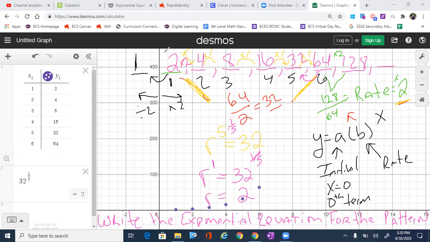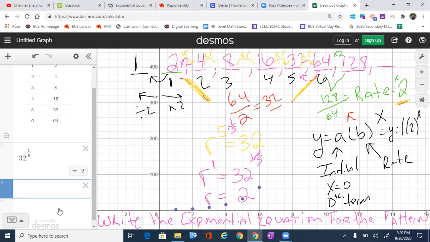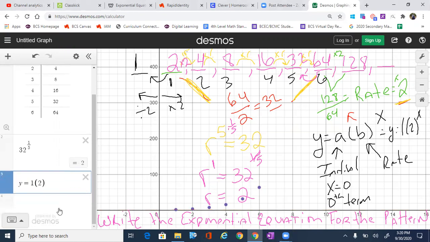Now we can write our exponential equation, which should be y equals 1 times 2 to the x. And let's plug that in. Let's see if it goes through our points. And if it does, it verifies that we've done this correctly. So y equals 1 times 2 to the x power goes through all of our points, so everything's verified. And that's how we deal with gaps in data.